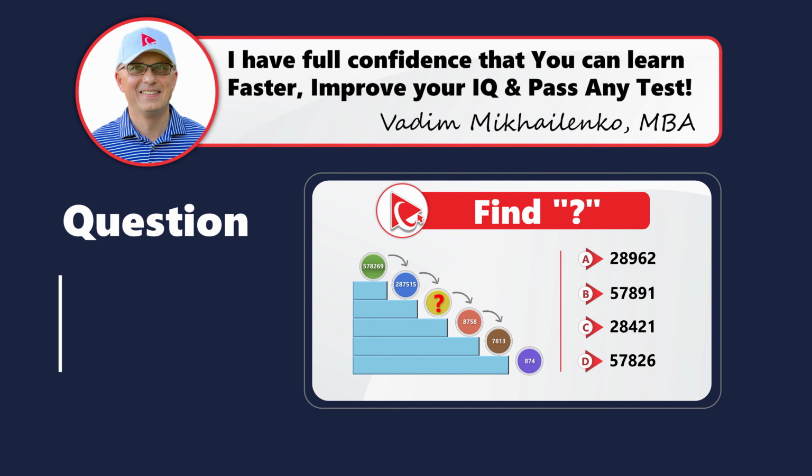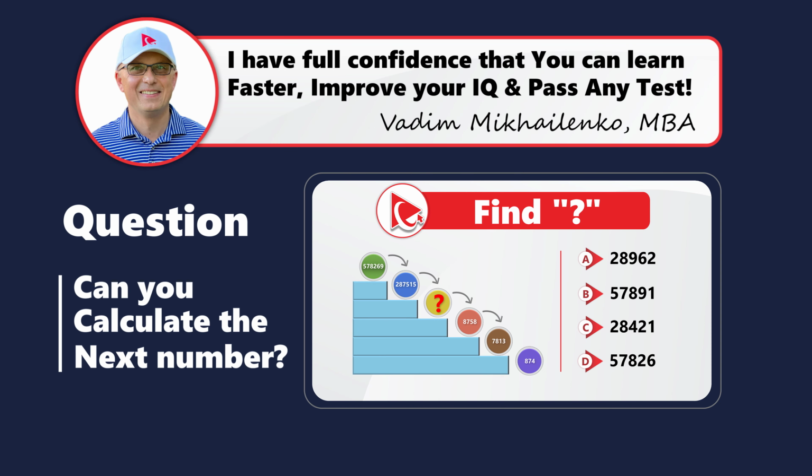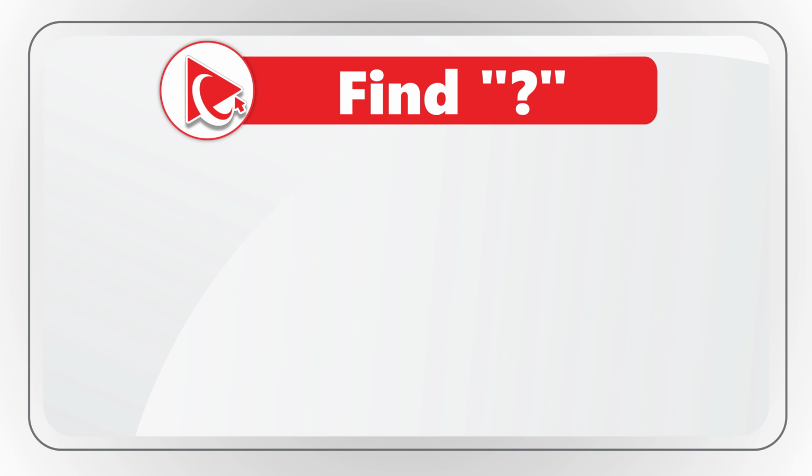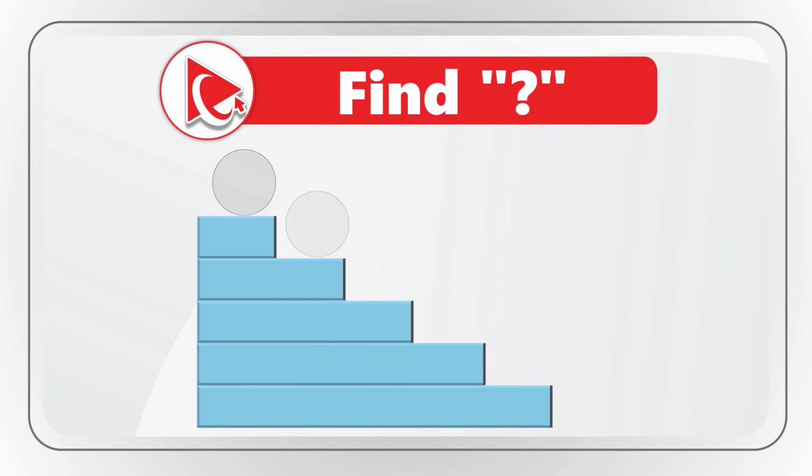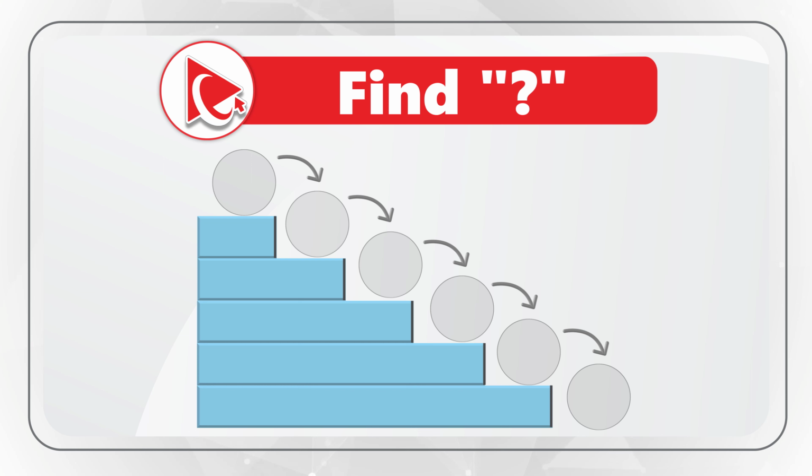I love this question because what's happening here is so unusual. We need to calculate the missing number, and we need to do it in the ball that's in the middle of the sequence. We see the ball that's rolling from the top of the stairs to the bottom of the stairs. And as it rolls, it changes the color inside, and it changes the number.